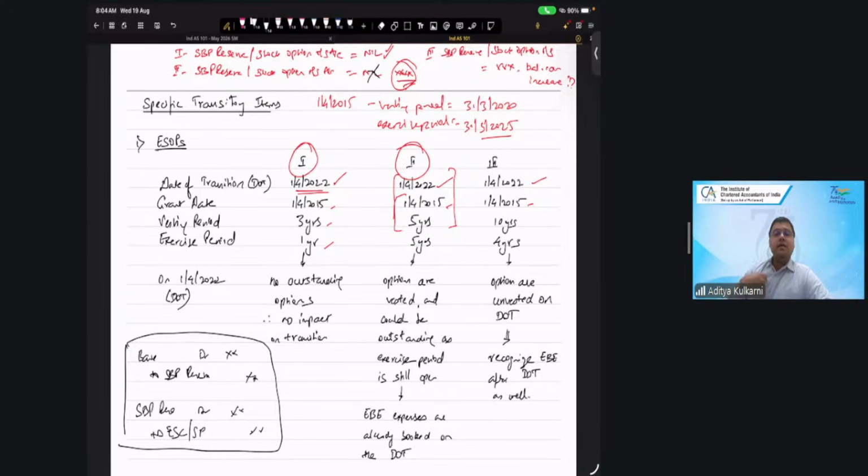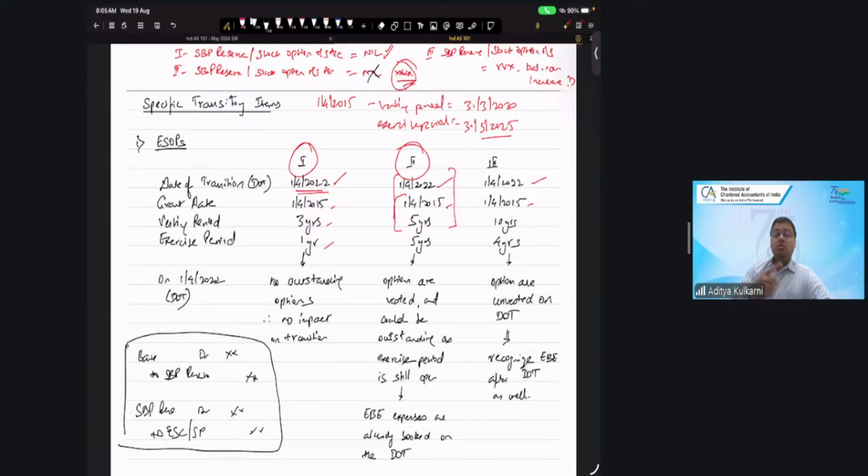To put it in slightly more sophisticated, technical language as an accountant, Ind AS 101 gives you the option to adopt the previous GAAP carrying value in respect of the SBP reserve where the vesting period is over as on the date of transition. Are you able to follow case 2? Yes.